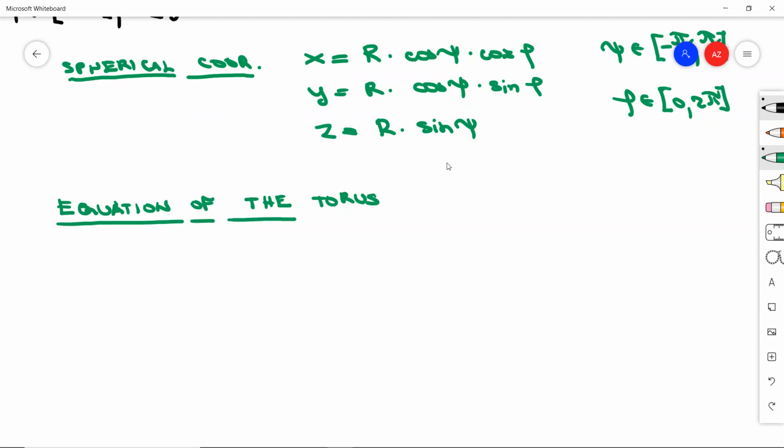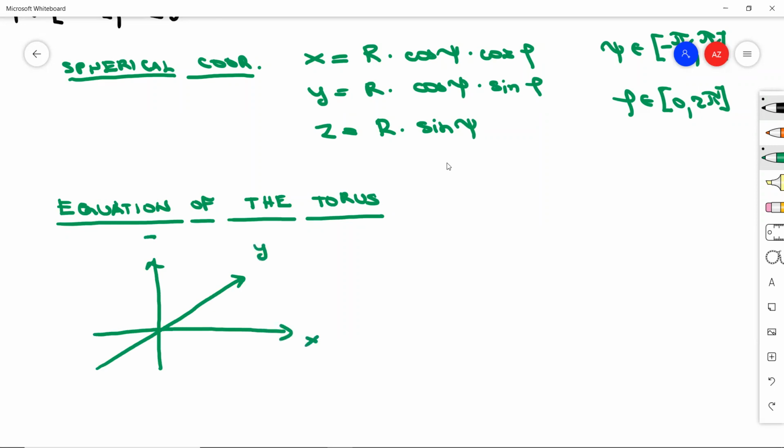It's the most convenient way to give the equation of the torus is to look at the torus as a surface of revolution. I will shortly tell you what this means. So we have three-dimensional space, R3, with X, Y, and Z.